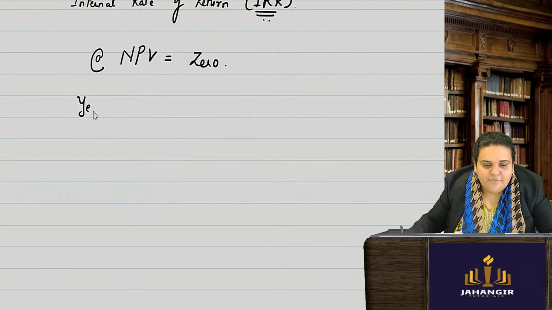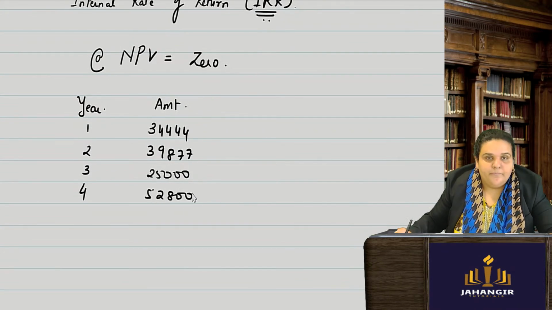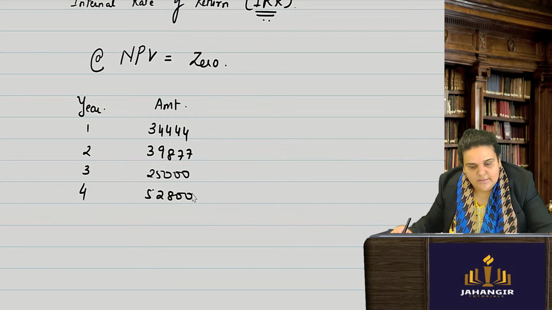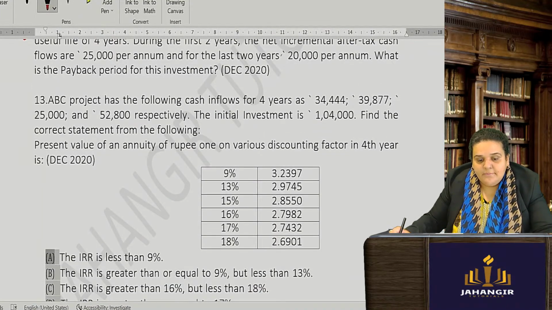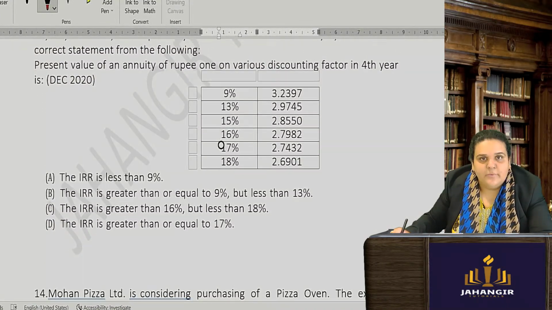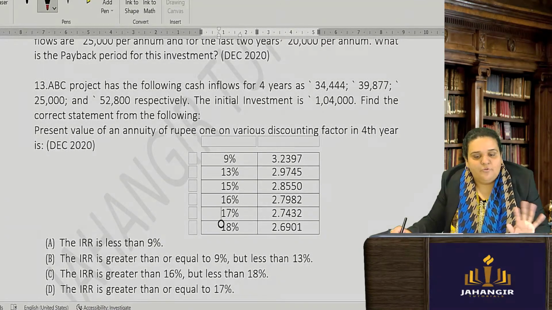Now they have given me 4 years, year 1, 2, 3 and 4, and they have also given me the amounts: 34,444, 39,877, 25,000 and 52,800. They are just asking what my IRR will be. My outflow is 1,04,000, which means I should get an inflow of around 1,04,000 as well.